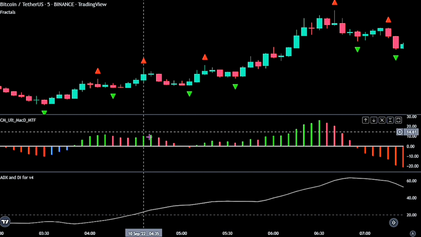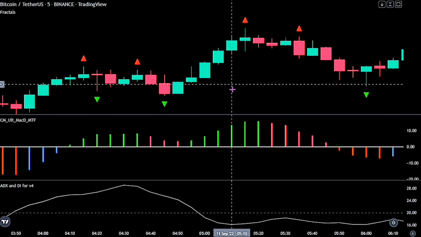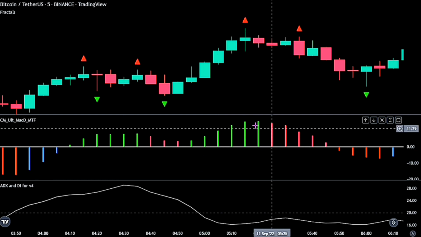Now let's quickly go over the conditions for our buy and sell signals. Now for a buy trade to be valid, we need to have the MACD histogram above the 0 line as our first confirmation.